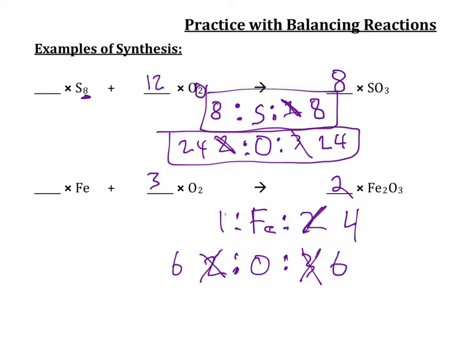What can we put here instead to fix that? Well, instead of a 2, we can then put a 4. Before we had to put a 2 there, but now we have to put a 4 to make it balanced. And so now it is balanced.